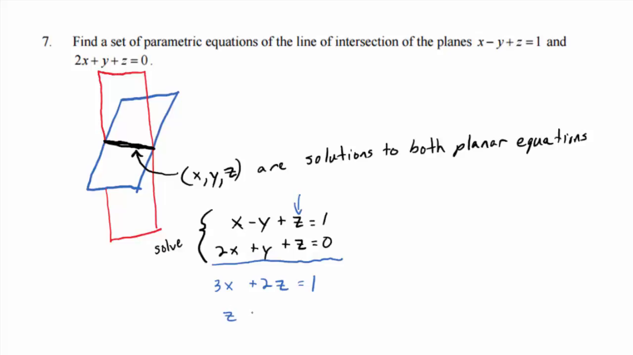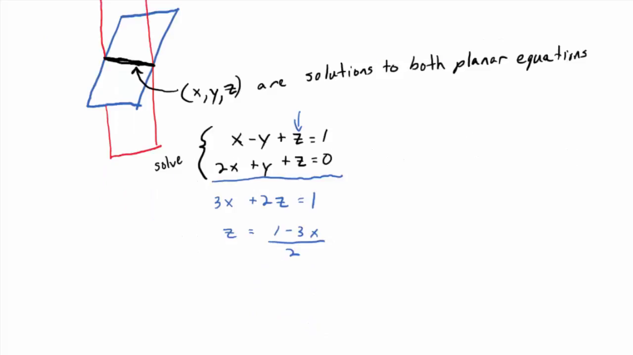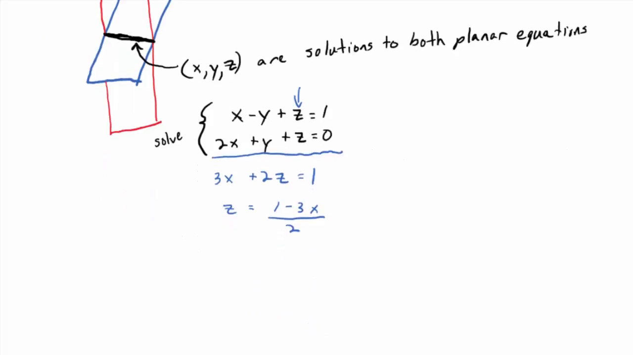So I'll get z is equal to (1 minus 3x) over 2. So subtract 3x from both sides and then divide by 2. Does everybody see what I did there? Okay. So I also need to get y in terms of x. So the idea is my parameter is going to be x. And so I need to get each variable in terms of x. x is equal to x, that's easy, but I need to get y in terms of x, and I have z in terms of x.